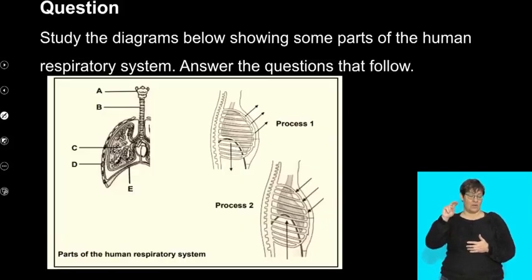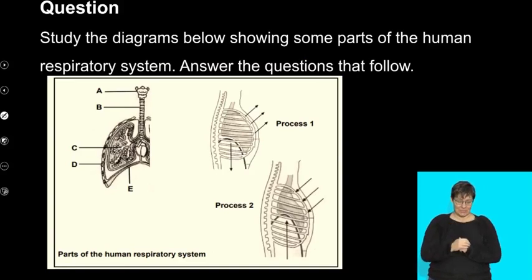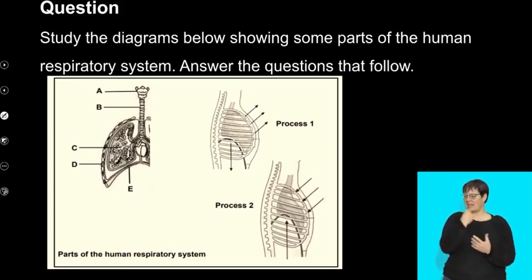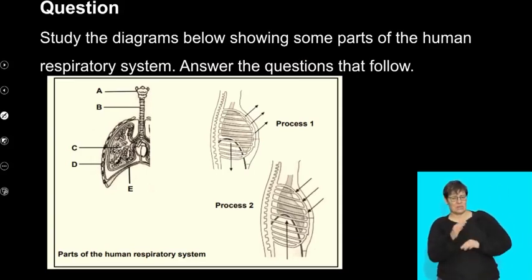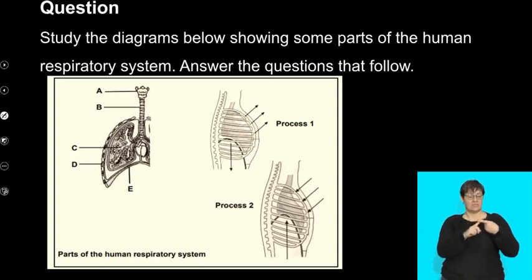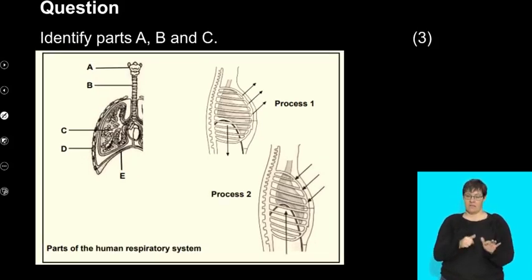Okay, so let's have a look at typical questions. You will find in this section there are a lot more questions available on how we breathe and gaseous exchange. The first question says, study the diagrams below showing some parts of the respiratory system. That is the same as gaseous exchange. We can use the two terms differently. Answer the questions that follow. Right, so first diagram. Identify parts A, B, and C.